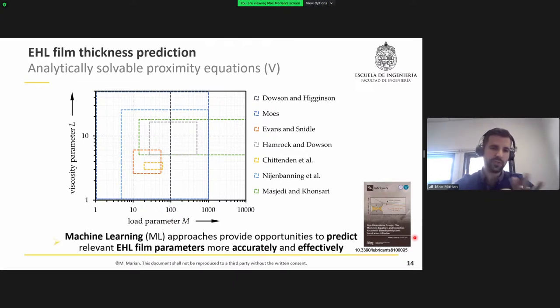And in that review article, the research for it gave us the idea, which we hypothesized, that machine learning approaches could provide an opportunity to predict the relevant EHL film thickness parameters more accurately and effectively, for example, in terms of speed and also the flexibility of what we can predict.